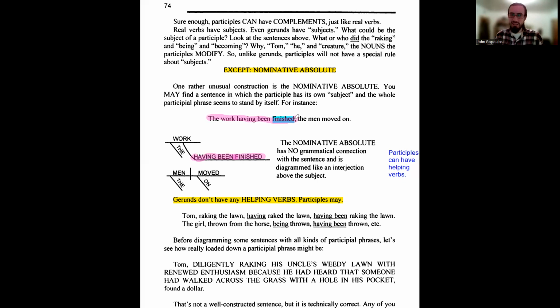Now you may look at that and say, well, wait a minute, how do I know it's not two sentences? Well, isn't there a comma between the two? If these were actually two sentences and a comma in between them, then you have another error, which is a comma splice, right? Okay, so that would be another thing. But the work having been finished, the men moved on. It's related. You can tell to the men moved on. All right. Nominative absolutes are a little difficult, but I promise you will use them in the future, and if you don't already use them now.